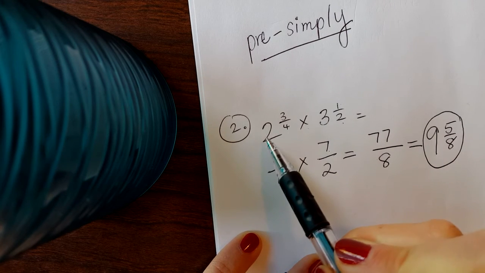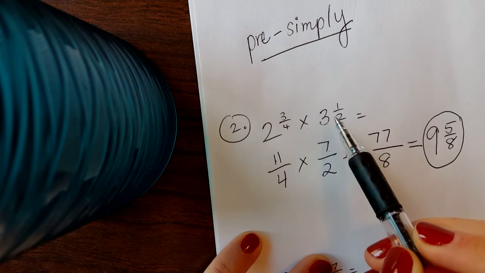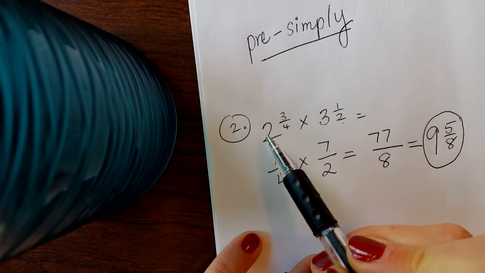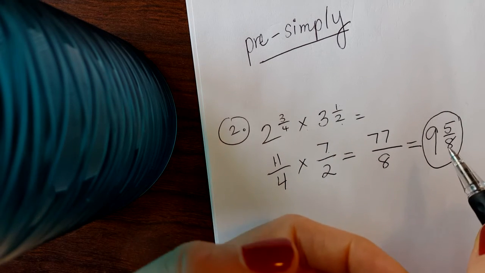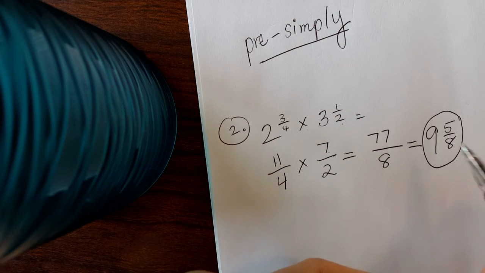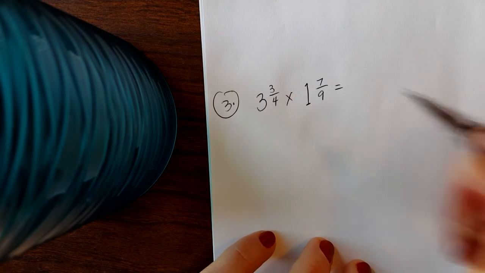Does that seem reasonable? Well, this is pretty close to 3. This is a little more than 3. So something that's roughly 3 times 3 should be around 9. So my answer seems pretty reasonable. Let's try one more example.